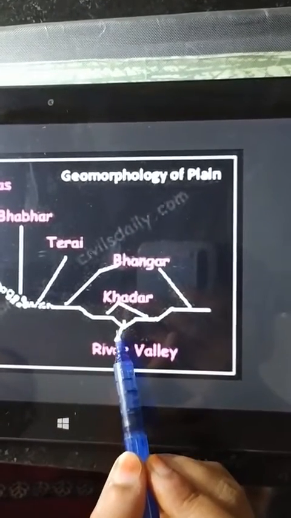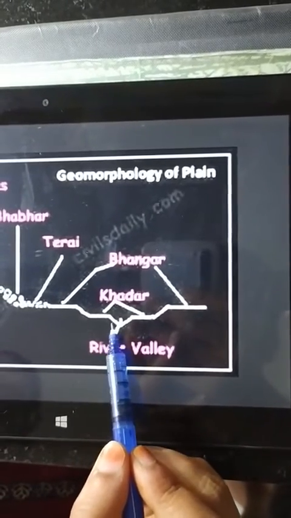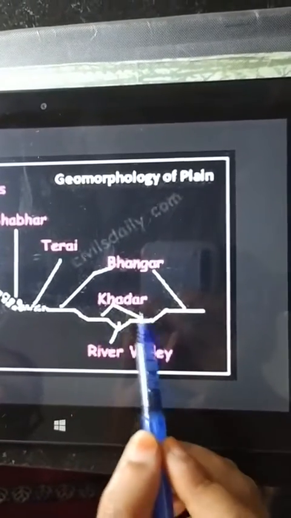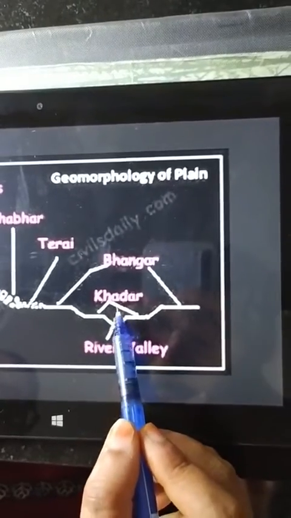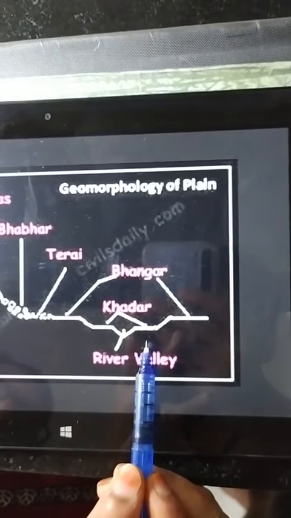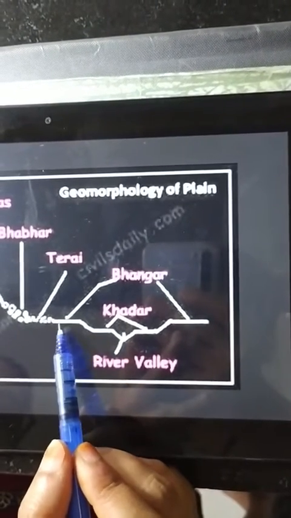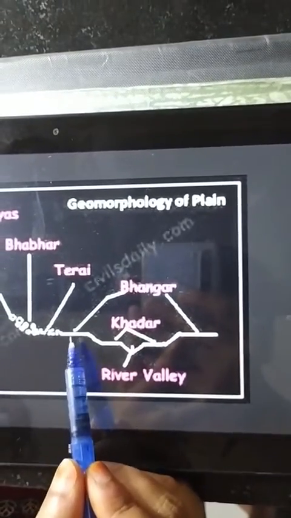Next region is Khadar region. Khadar region: younger alluvium of the flood plains. Younger alluvium means यहाँ पे फ्लड हमेशा आता रहता है. इस वजह से फ्लड आने की वजह से यहाँ पे सॉइल इरोड होती रहती है और न्यू सॉइल आती रहती है. तो in Khadar region new soil is formed, and in Bhangar region old alluvium soil is formed.